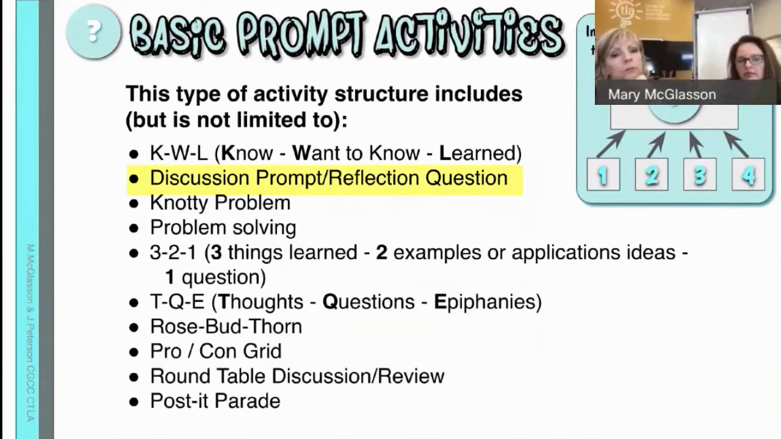Some of you might remember from base camp, we did a not-a-problem-type activity where a student says, here's a challenge I'm having with an assignment or with a reading, and students have the opportunity to brainstorm. They could just do basic problem solving, a 3-2-1, and you can switch these up to anything: 3 things they've learned, 2 examples, an idea. TQE is a popular method for students to capture or reflect on some of their thoughts, their questions, and epiphanies.